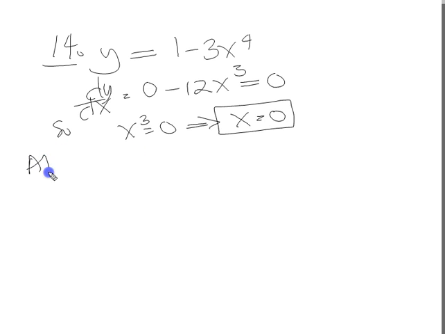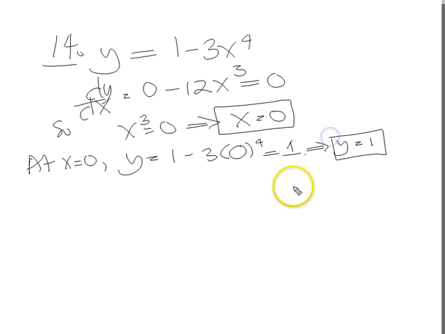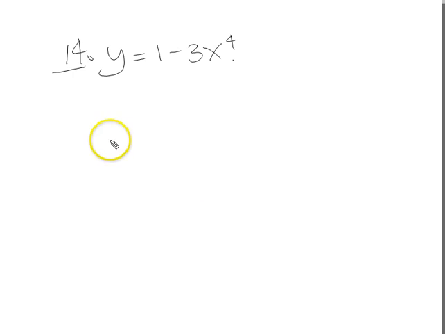There's the input. So at x equals 0 is the input. What does y equal? Well, it's 1 minus 3 times the x to the 4. The input value is 0, so I've written it like that. 0 to the 4 is 0. 3 times 0 is 0. 1 minus 0 is 1. There we go. So y equals 1. Let's just put it in a box so we remember. So there's our first place where dy/dx is 0.